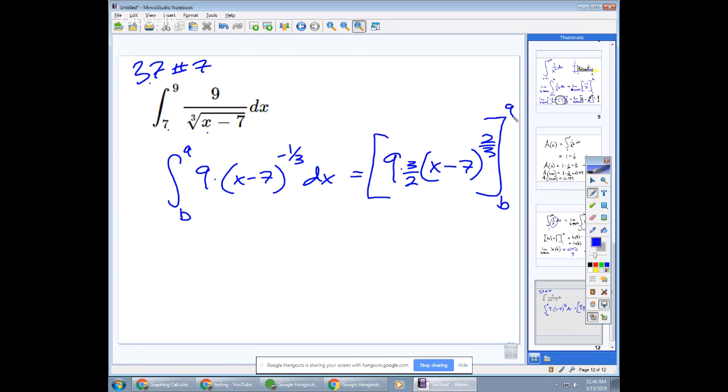So 9's not too bad. 9 times 3 is 27 halves, and I'm just going to pull that out front. Then 9 minus 7 is 2, so I have 2 to the power 2/3. 2 isn't a perfect cube, so it's just 2 to the 2/3. Don't bother plugging that into the calculator yet. Then we have to do a minus, plug in the b. I did pull out the constant, so I'm ignoring that in the parentheses for now. So then I just have b minus 7 in parentheses to the power 2/3.